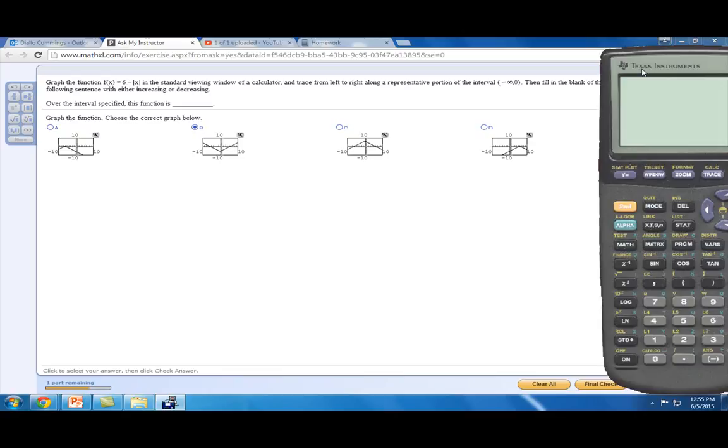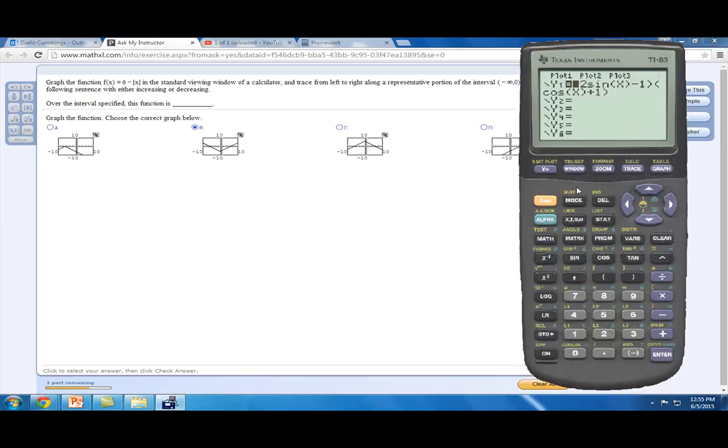In this problem, we're asked to graph the function f of x is equal to 6 minus the absolute value of x in the standard viewing window of a graphing calculator. We're then asked to trace the graph from left to right along the representative portion of the interval and then answer the following questions. So first I'll proceed to graph this function.